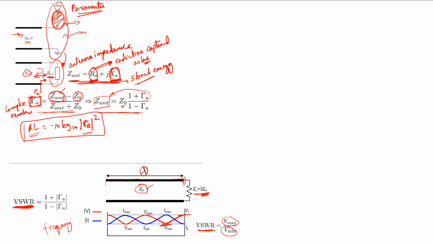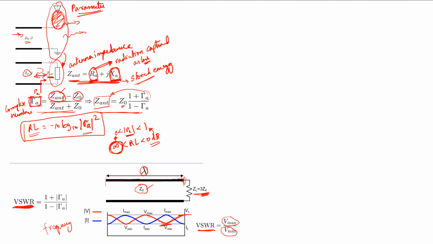Typically the magnitude of the reflection coefficient is going to be between 0 and 1, which means the return loss is going to be somewhere from infinite all the way to 0 dB. An infinite return loss means it's a perfect match, and 0 dB return loss means it's a perfect mismatch. So we would want to achieve a return loss of infinite dB. That means the reflection coefficient gamma A must be as low as possible.